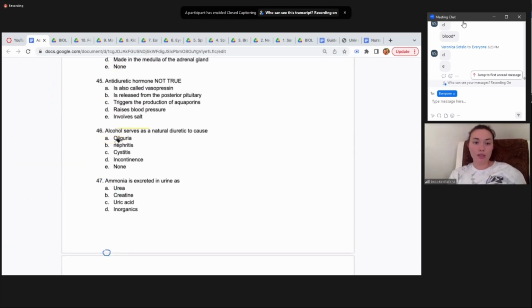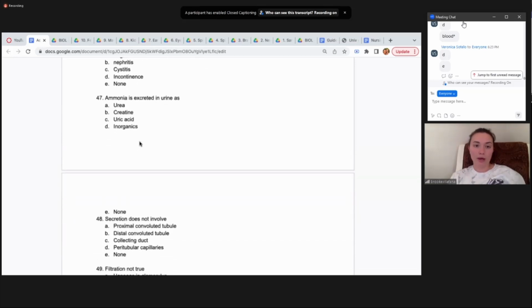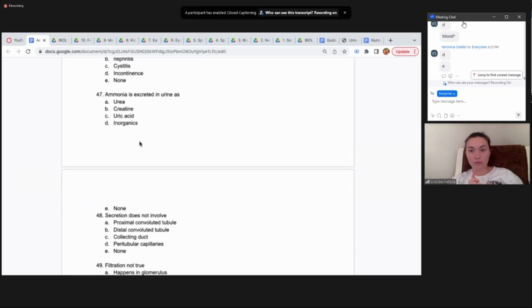Okay, ammonia is excreted in urine as which of these compounds? Good. A, right? Urea has ammonia and carbon dioxide. So ammonia and carbon dioxide make up urea. Good. 48, secretion does not involve which of these?